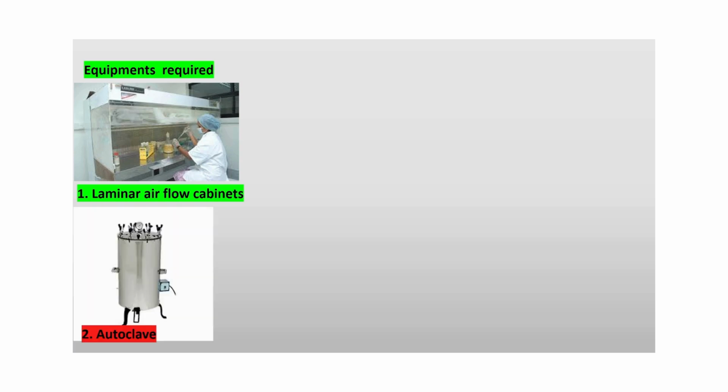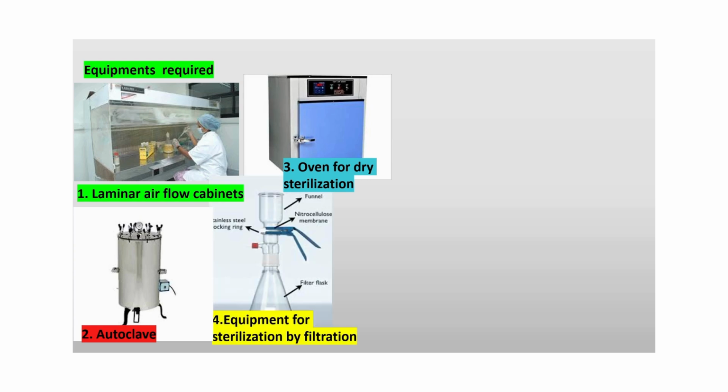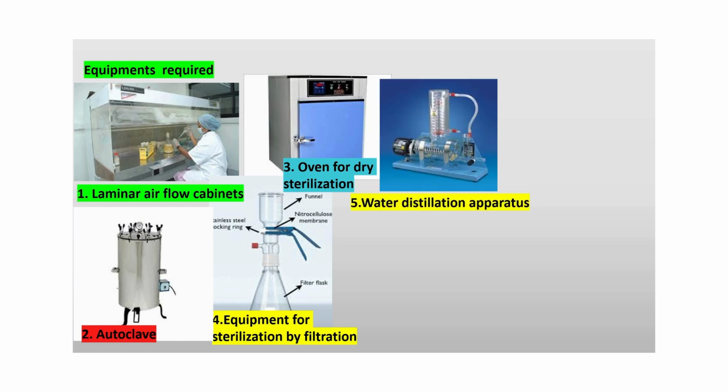Equipment required. First one is the laminar airflow cabinet. Autoclave, different types, different sizes are there. Oven for dry sterilization. Equipment for sterilization can be done by filtration as shown in the picture. Microcellulose membranes can also be used for filtration by means of this Buchner funnel. And we can use a water distillation apparatus and deionizing, and also ion exchange chromatography deionizing instruments can also be used for this purpose.